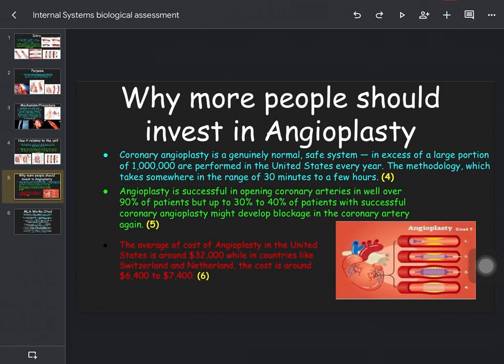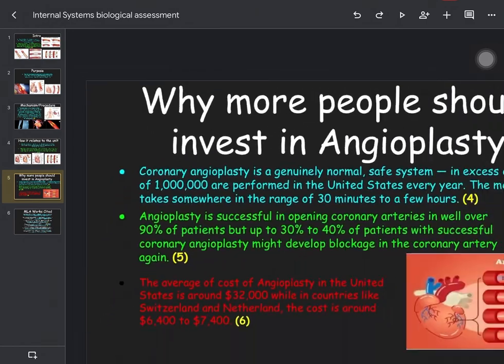And finally, coronary angioplasty is a fairly cheap option if you're living outside of the US, because the cost of a single surgery in the US is around $32,000, but in countries like Switzerland and the Netherlands, it can go as low as $6,400 to $7,400. And so this rounds up my internal systems biological assignment. And oh, I just noticed I spelled assignment wrong.